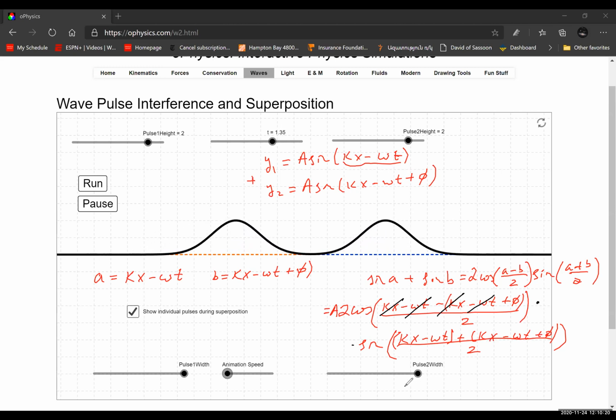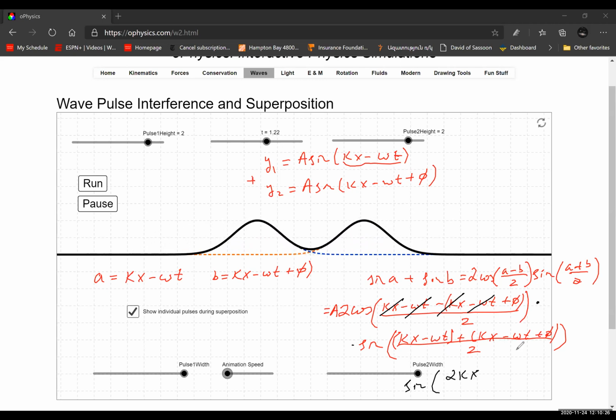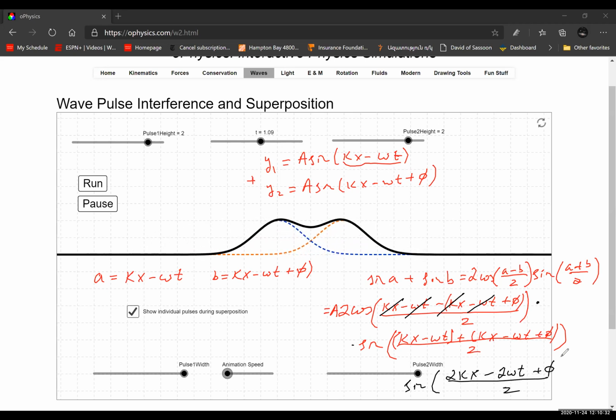So let me write it down. So sine of 2kx, then minus omega t minus omega t, so minus 2 omega t, and then plus phi, and this whole thing divided by 2. That's why, in a way, I can divide each portion by 2. So 2kx divided by 2 becomes kx. 2 omega t divided by 2 is negative omega t. Then phi over 2 just remains phi over 2.